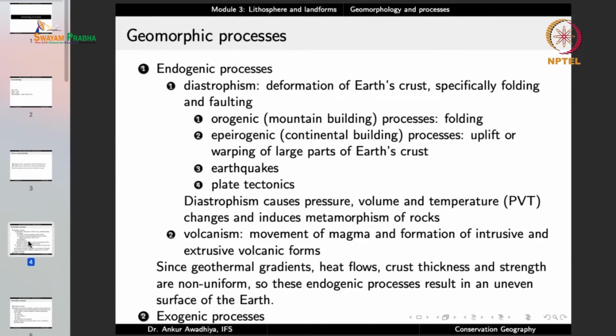Now we have had a look at certain endogenic processes before. Now we are going to summarize them in the context of geomorphology. The endogenic processes are diastrophism and volcanism. Diastrophism refers to the deformation of Earth's crust, specifically folding and faulting. Deformation of the Earth's crust.